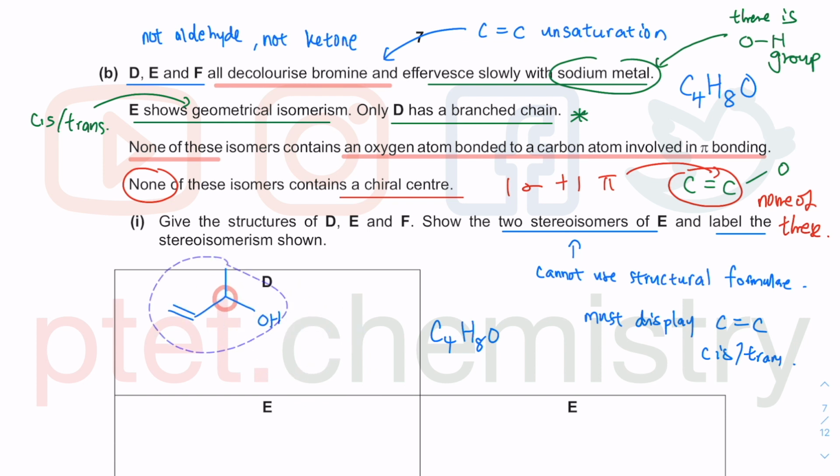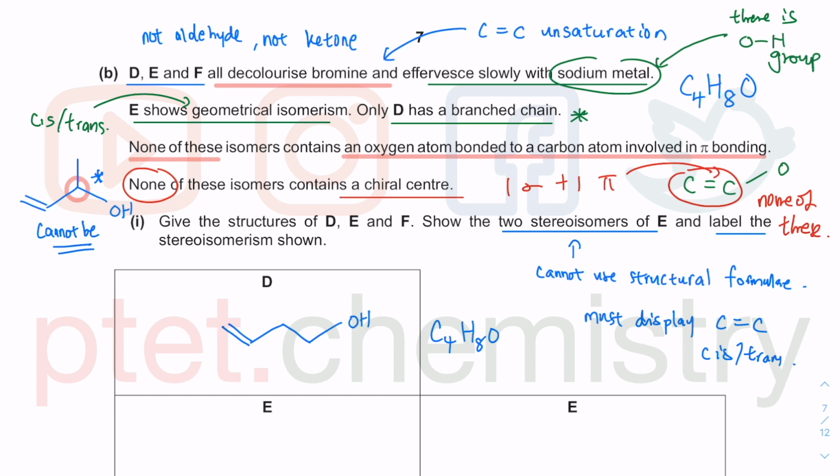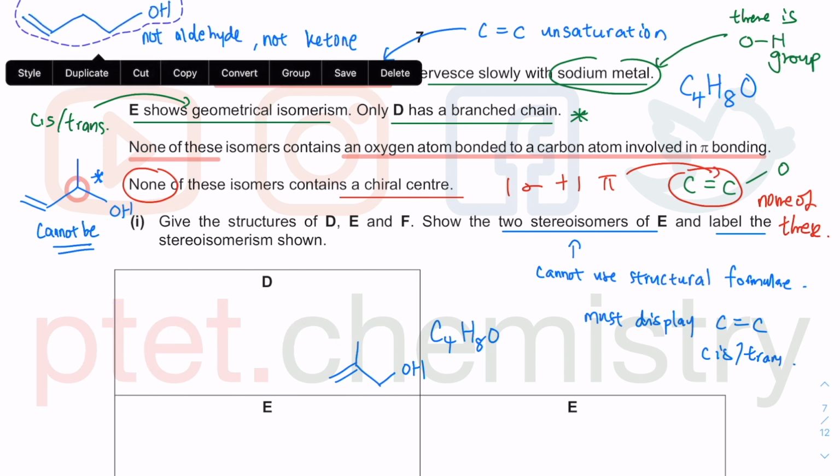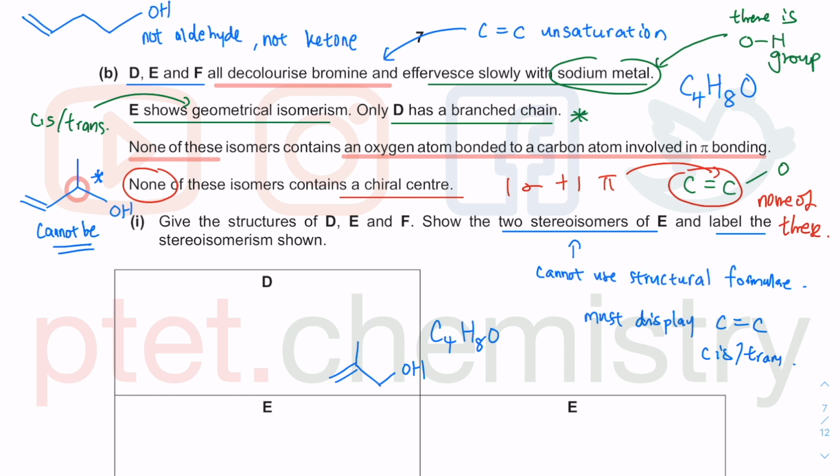This one cannot be, it cannot have a chiral center. So it cannot be that answer. I wonder what else it could be. 4 carbons. And only E has cis and trans. So I'm okay here. How about this one? Wonder if this is alright. This is a straight chain, so this is not branched. So let me see. If I have a branch like this. So this one has no branch. So this one cannot be the answer, because this one is straight chained and you're looking for a branch.